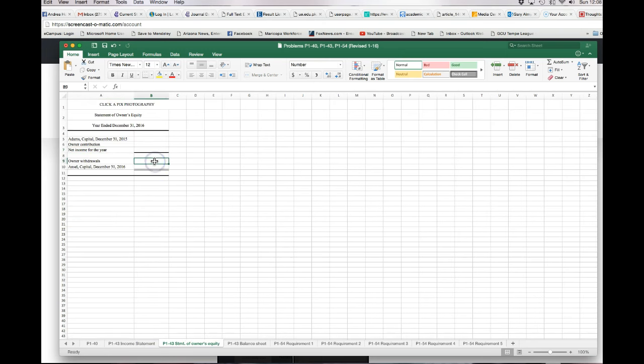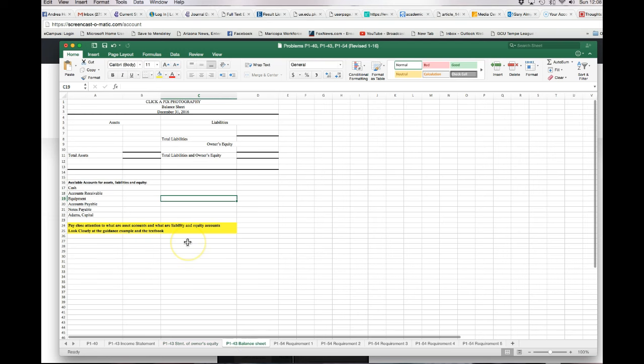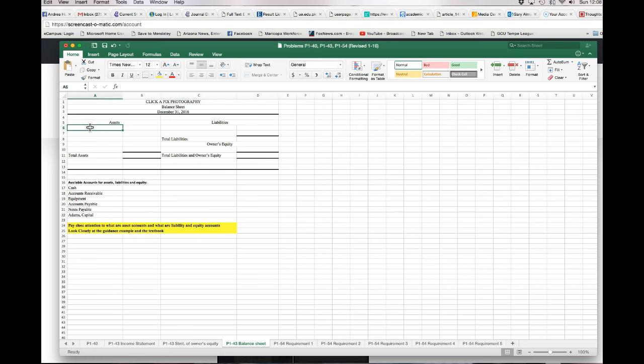Then any withdrawals that are made, and then you'll have an ending capital. So you have your beginning capital, you add any owner's contribution, you add the net income for the year, subtract withdrawals, and you'll come up with your ending capital. Your balance sheet is going to have listed all of your assets, your liabilities, and your owner's equity. And again, you want to list the name of the asset. Let's say it is furniture, and the amount that the furniture has. Then you'll add that all up and come up with your total assets.